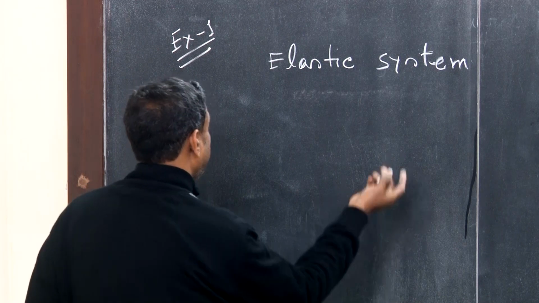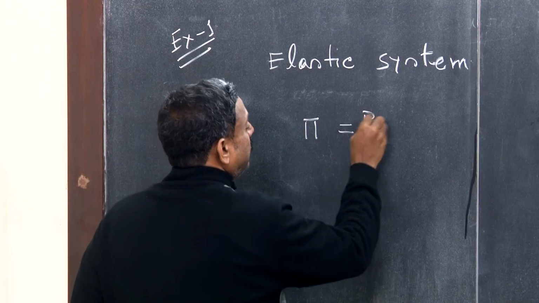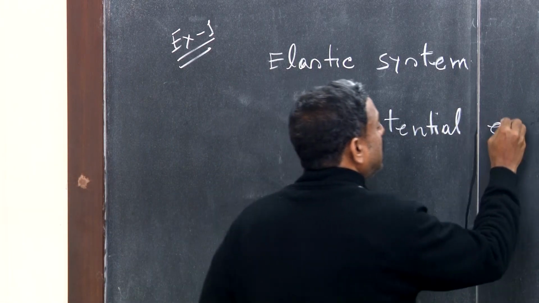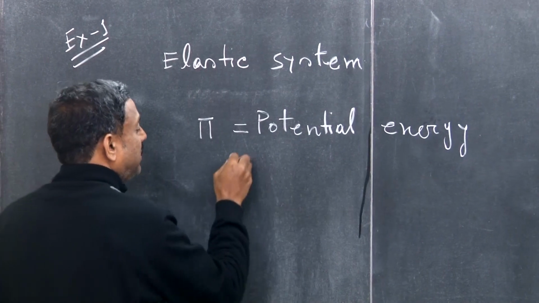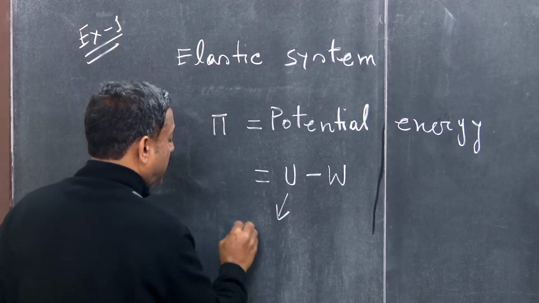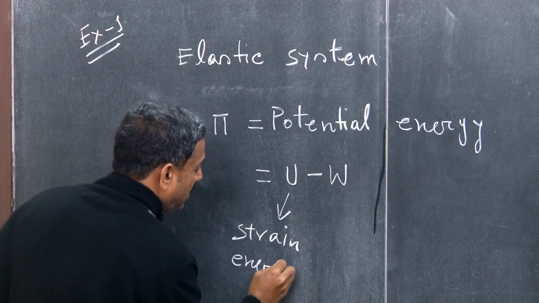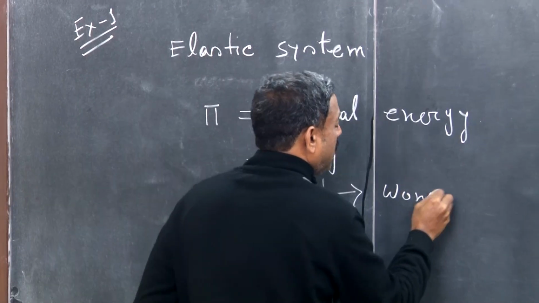So, in an elastic system, we have considered that any elastic system will have some potential energy. So, we have developed this, which is nothing but potential energy, and if you recall, potential energy for an elastic system can be expressed in terms of strain energy minus work done. So, U is nothing but the elastic strain energy, and you know how to calculate and estimate that, and W is the work done, right?